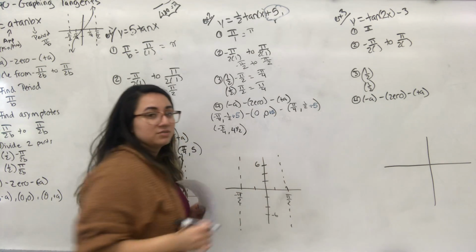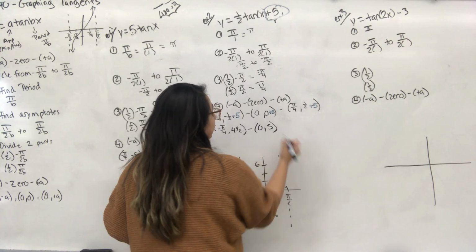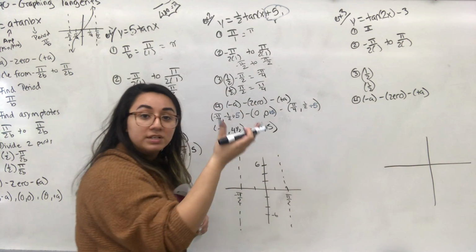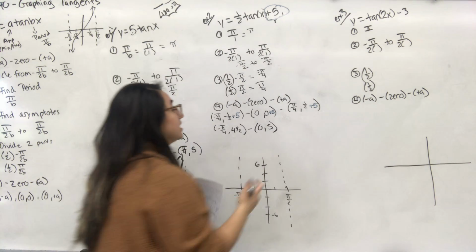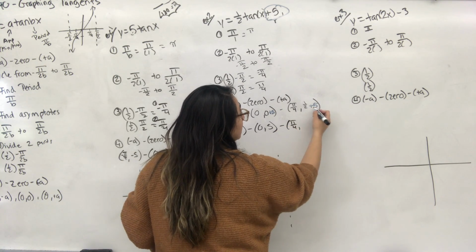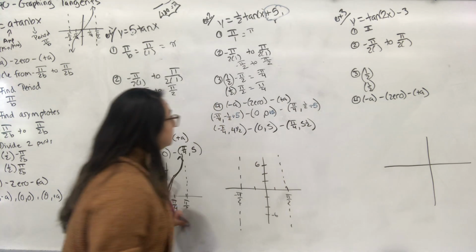So I'm not going to make it into a decimal, I'm just going to put 4.5. And then my second coordinate is 0, comma 5. So now it's not 0, 0 anymore, it shifted up 5 units, and that's how the graph is being displayed. Last one is π/4, comma 5. 1/2 plus 5 is 5 and 1/2.